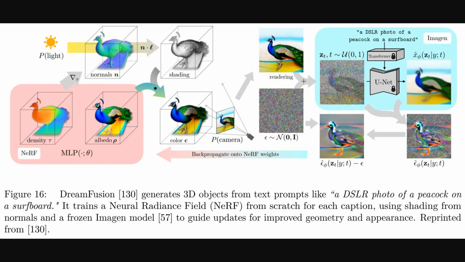Okay, now this next diagram on page 42, figure 16, shows us DreamFusion, which is all about generating 3D objects from text prompts. So you can see it takes a prompt, like a DSLR photo of a peacock on a surfboard. It then trains a neural radiance field, or NeRF, from scratch for that specific caption. It also uses shading from normals and a frozen Imagen model to refine the geometry and appearance.